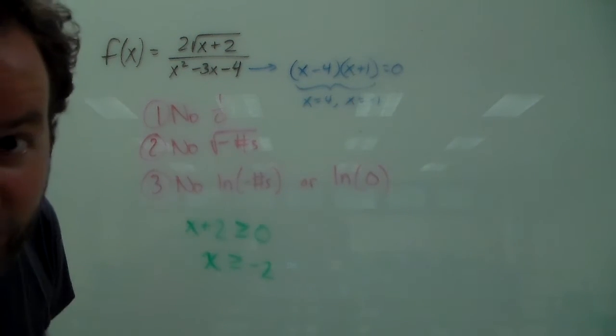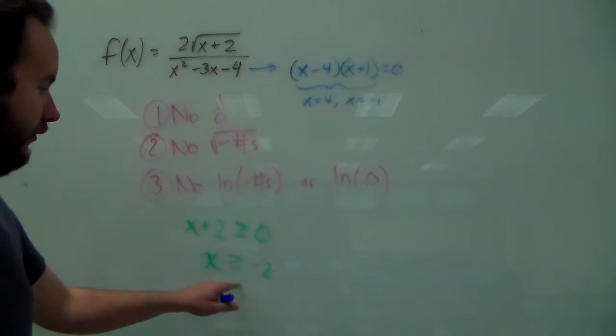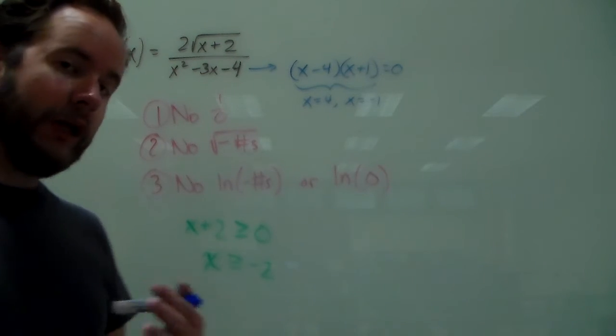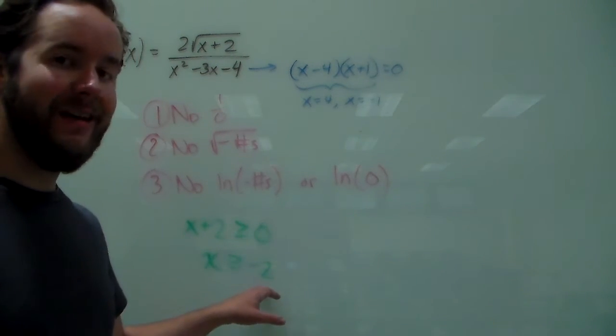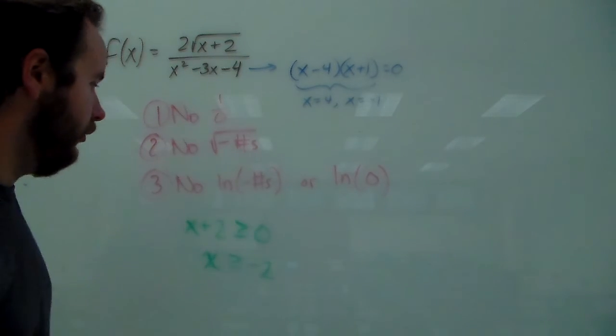I don't know if the green shows up very well, kind of faintly, but I'll stop using the green. Anyway, we have now x is larger than or equal to negative 2. So we're going to include that as part of our domain. Anything that is less than negative 2 will cause the inside of this radical to be negative, which is not allowed.